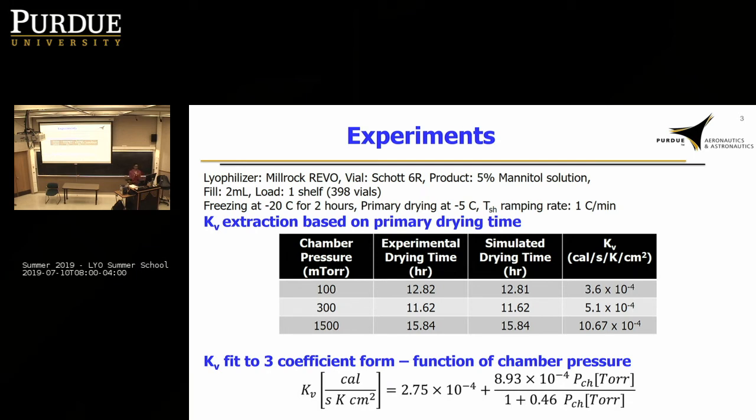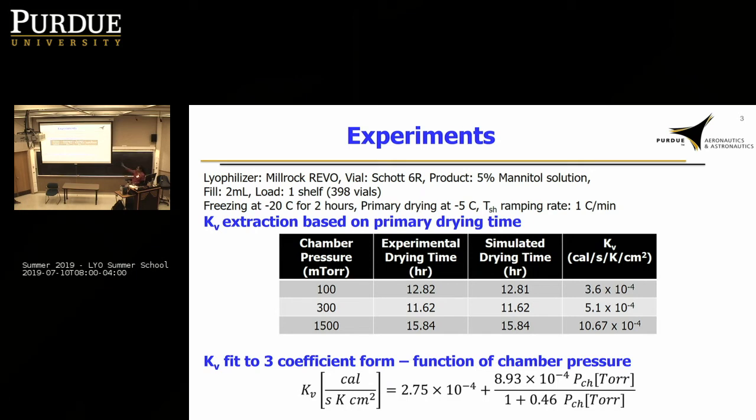So like I was talking, we can extract the Kv out of this tool, right? So basically, we have 3 different chamber pressures that we run cycles at. Basically, 100, 300, and 1500 millitorr. 1500 millitorr is very high, but we're just pushing it so that we know the Kv in the entire range. So basically, we know experimentally what the drying time is.